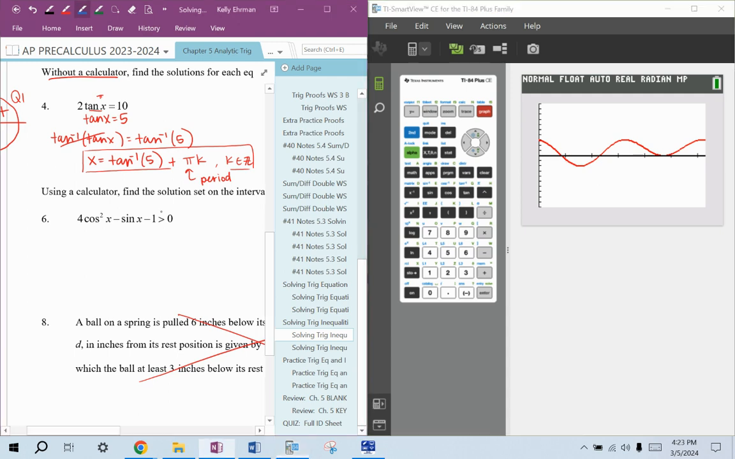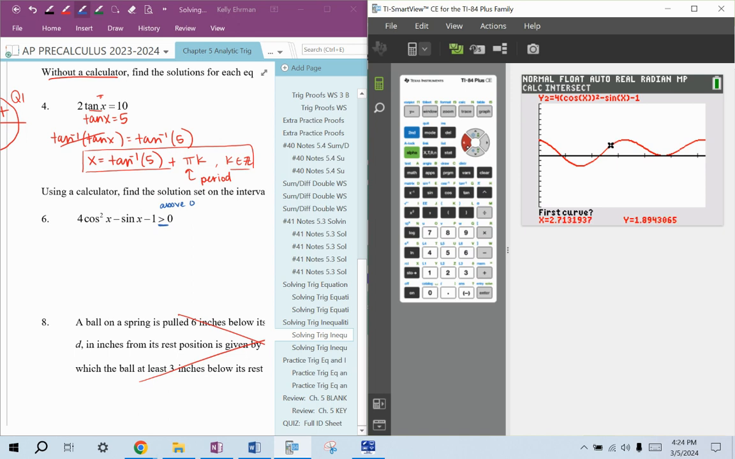And we're looking for when this graph is above 0. So I see that happening right here and here. We need to exclude this little point where we're equal to 0, because this just says greater than 0. So let's find some intersection points.